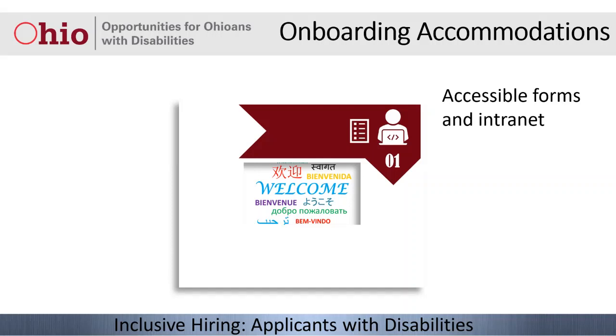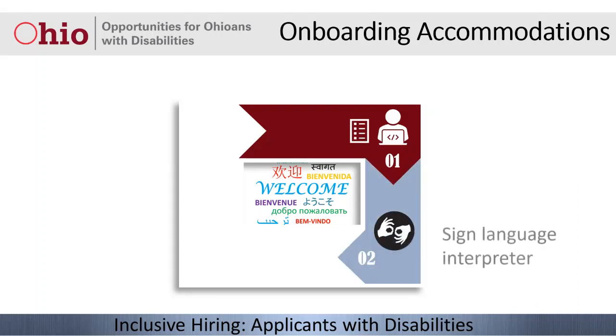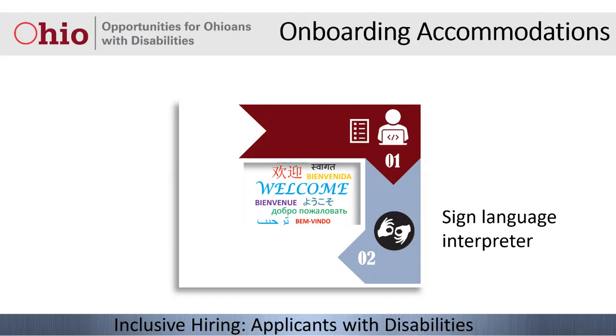We also want to consider whether the company's intranet will be accessed during onboarding and make sure it's accessible or that we can provide alternative ways for the information to be accessed. Another accommodation is to provide a sign language interpreter when needed, and it may be helpful to research service providers in your area before a request is made.